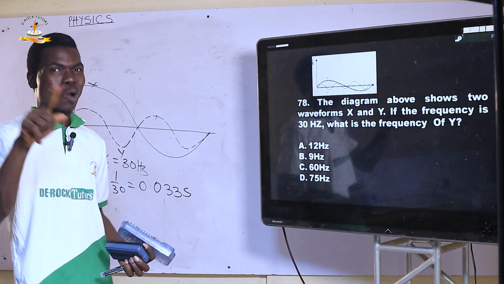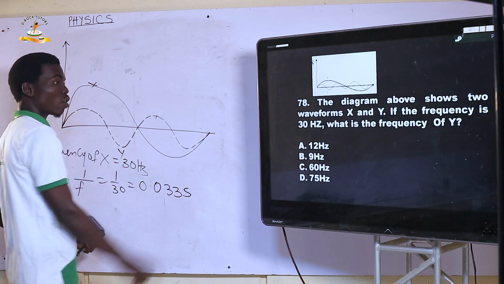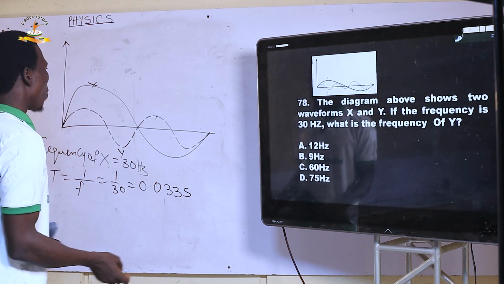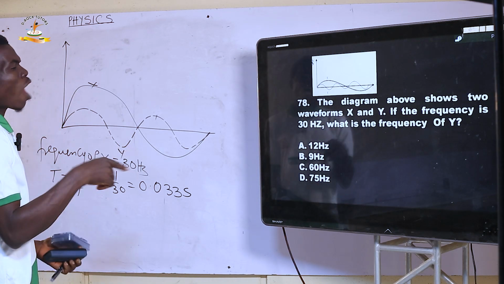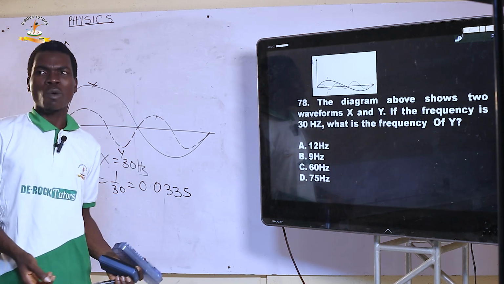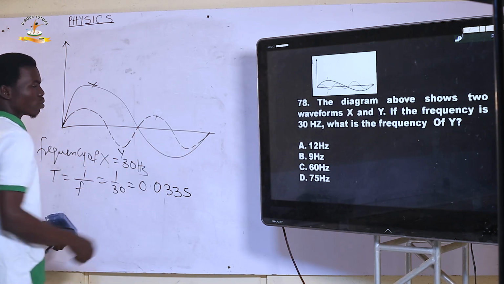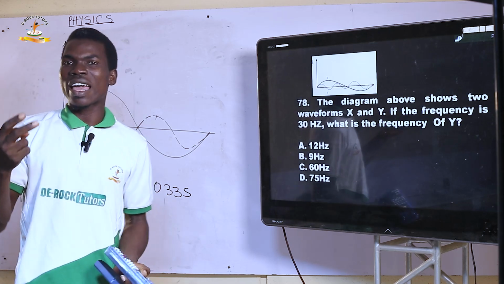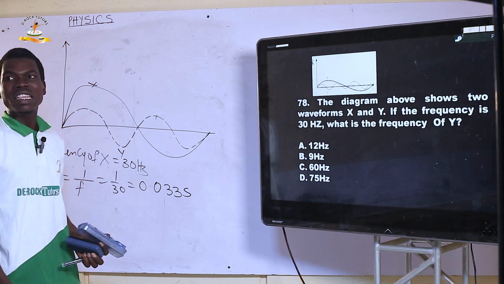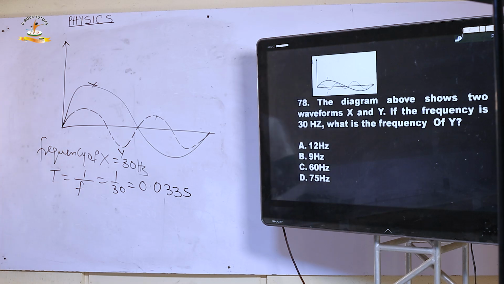If the period of x is 0.033 seconds, what does period say? It is the time taken for a complete oscillation. Meaning, for x to travel from here down to this place, that is a complete oscillation, it took x 0.033 s. However, we ask ourselves, within this time period, how many circles did y complete when x completed a circle? You can take a look at this. This is the first circle and the second circle. It means it will take y 2 circles to complete 0.033 seconds.